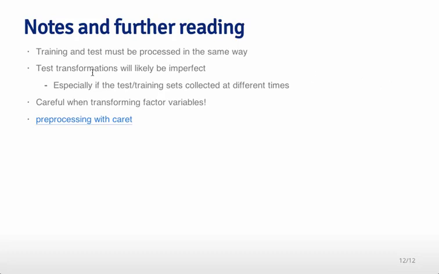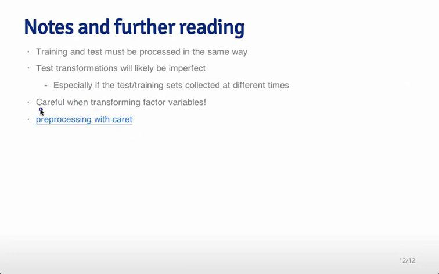In general, you need to pay attention to the fact that anything you do to the training set will create a set of parameters. You must use only those parameters when you apply it to the test set. You can't estimate new transformations on the test set alone. And that means that the test set transformations will likely be imperfect, especially if the test and training sets are collected at different times or in different ways. Some of the transformations won't necessarily work as well.